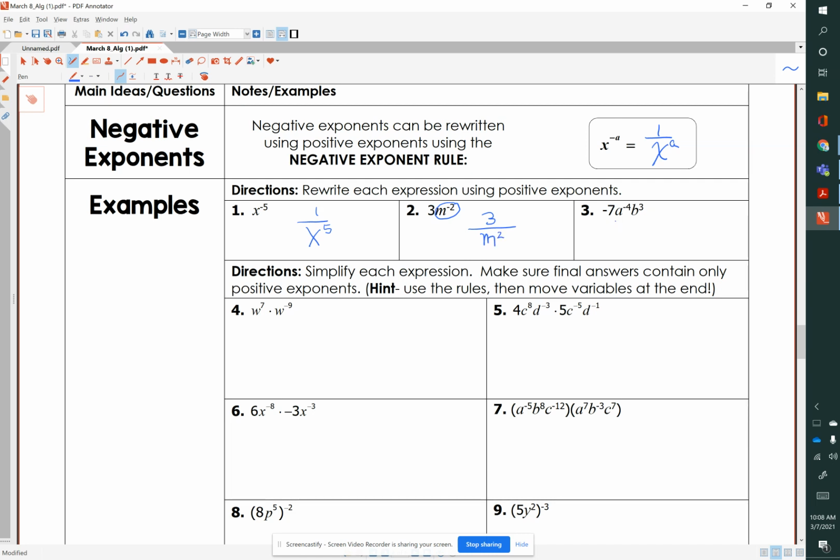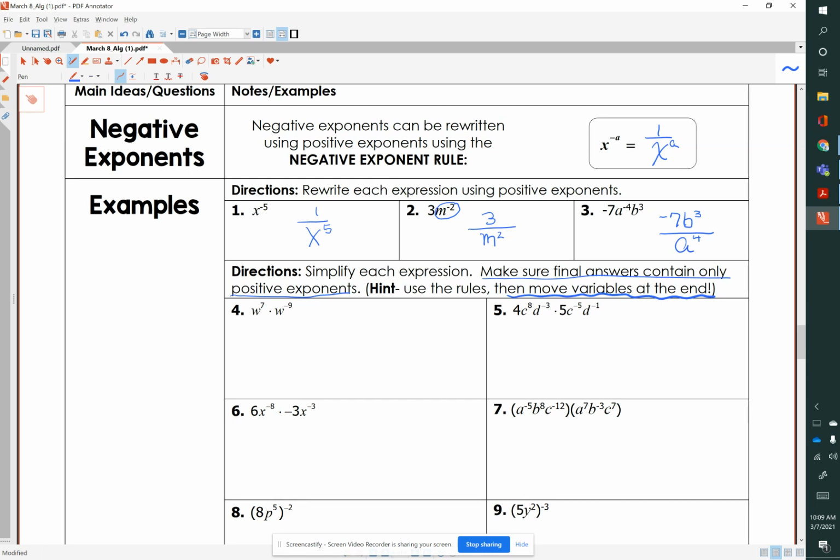Number 3, negative 7a to the negative 4 power, b to the 3rd power. The negative 7 and the b to the 3rd power remain in the numerator, and a goes in the denominator with a positive exponent of 4. So we're going to simplify these expressions, and please make sure that your final answers contain only positive exponents. Okay, so we're going to use the rules and then move the variables at the end.